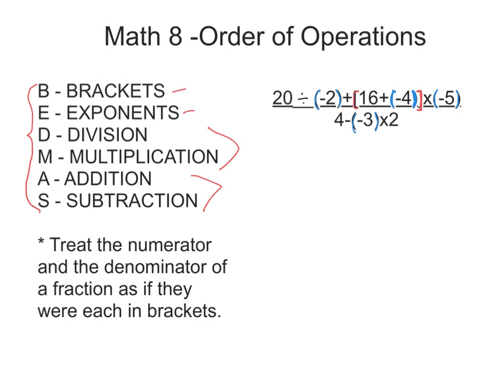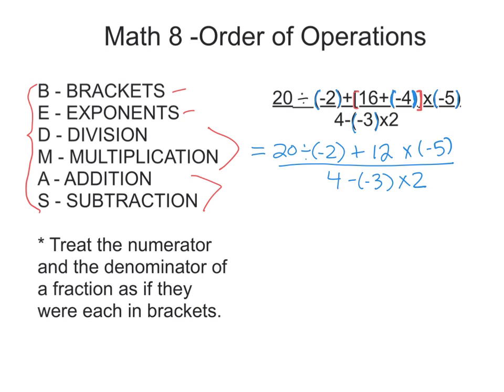So let's take a look at this question. We're going to start with brackets. So that's 16 plus negative 4. So we can leave 20 divided by negative 2 plus, 16 plus negative 4 is 12, times negative 5. And that is all divided by 4 minus negative 3 times 2. Okay, we've completed the brackets portion. There are no exponents, so we can go on to multiplication and division.